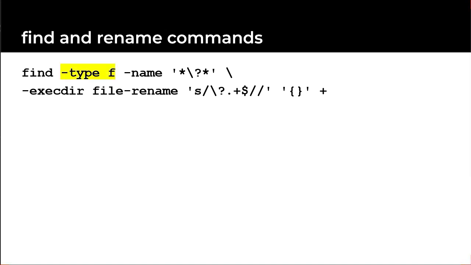-type F indicates that we're looking for regular files, not directories or symlinks. It's not really necessary here, but many examples online include this so that you don't accidentally rename something you didn't mean to. -name '*\?*' indicates we're looking for files with a question mark in the name, preceded or followed by 0 or more characters.